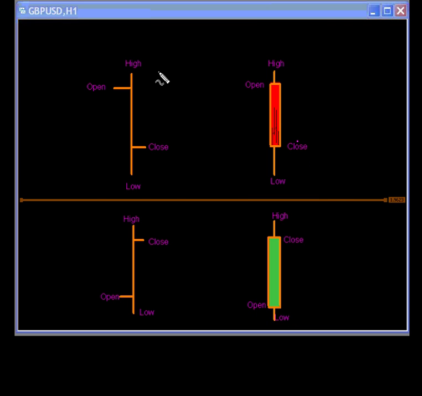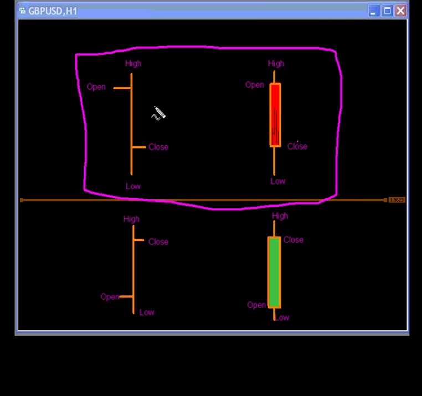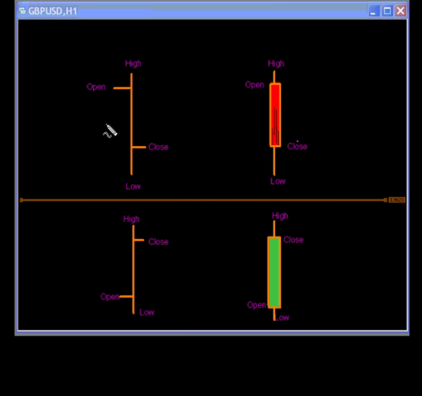Now the ones on the top both represent the same thing. They're both showing the same exact information, and the bar and the candlestick on the bottom are both showing the same exact information also. So let's go through this first bar and explain what it is telling us.